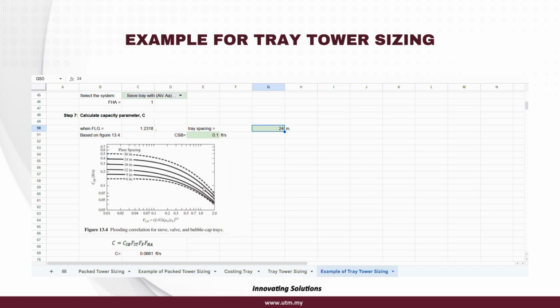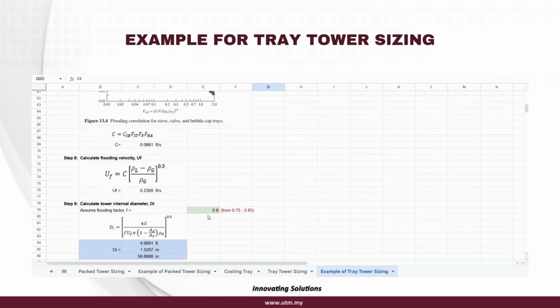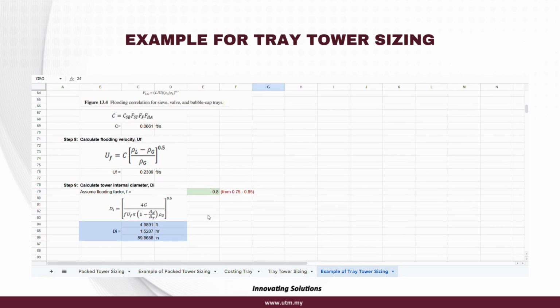Then lastly, we assume the flooding factor given by the question, 0.8, and the tower internal diameter is automatically calculated, which is 4.9891 feet.